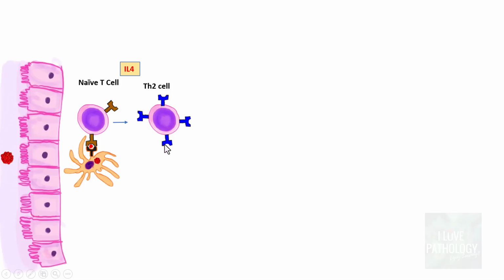This happens with the expression of many of these molecules. Another important factor which helps in the conversion of naive T cell into T helper cell is the cytokine interleukin 4. Now you have this T helper cell which can recognize these antigens, right? Once they recognize these antigens, they release interleukin 4, interleukin 5, and interleukin 13. So let us see what these do.